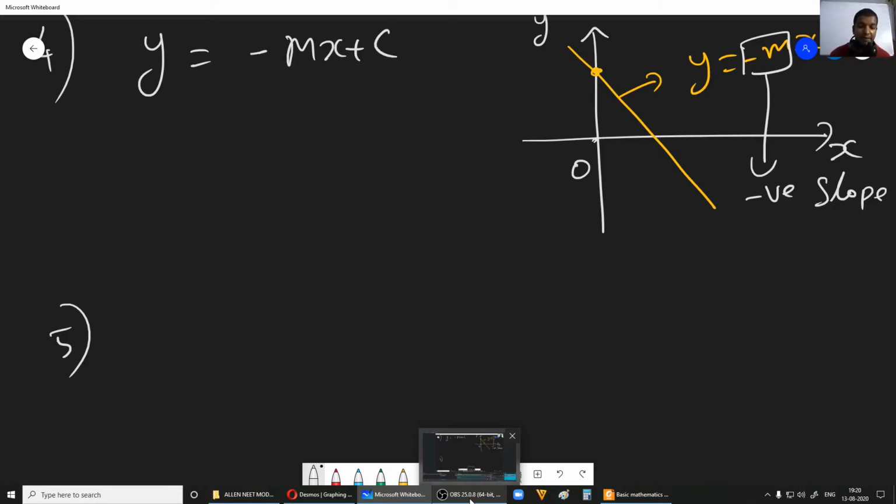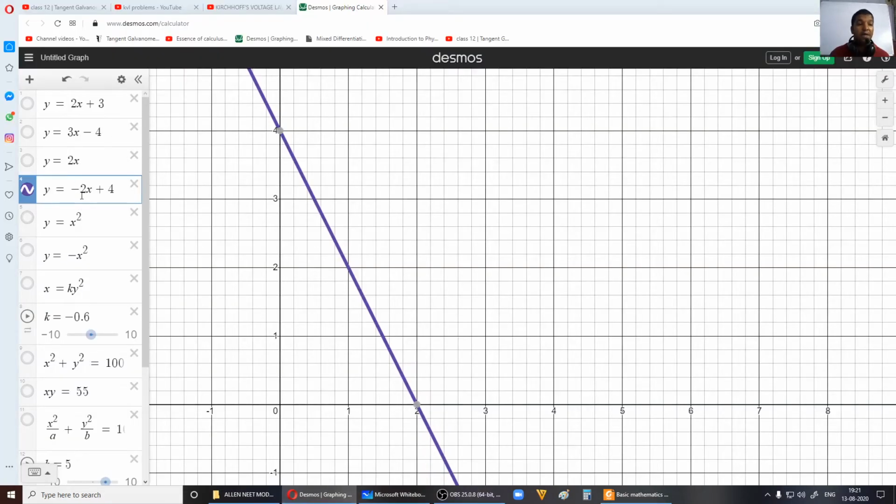If you have a graph paper, it will be easy to put some values, like I have taken here. You can take m is minus 2. Then if x is equal to 1, what will be y? If x is equal to 2, what will be y? Just plot some 3 or 4 points. You can draw a neat straight line. Fine, so it is up to you.